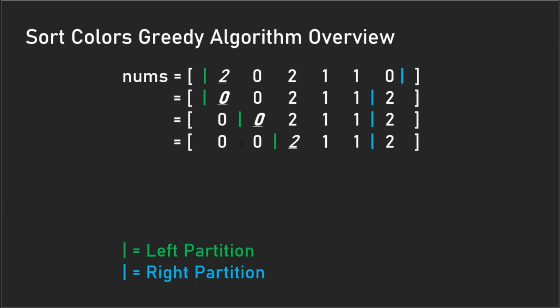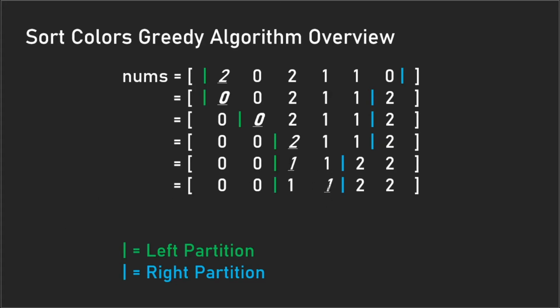Our left partition is over here now, and now we examine 2, and we know we want to move 2 to the end and shift our right partition left, and this is what we have here. And now we examine our 1, and since it's a 1, we don't have to swap or anything, we can just go on to the next number, which is what we do here.